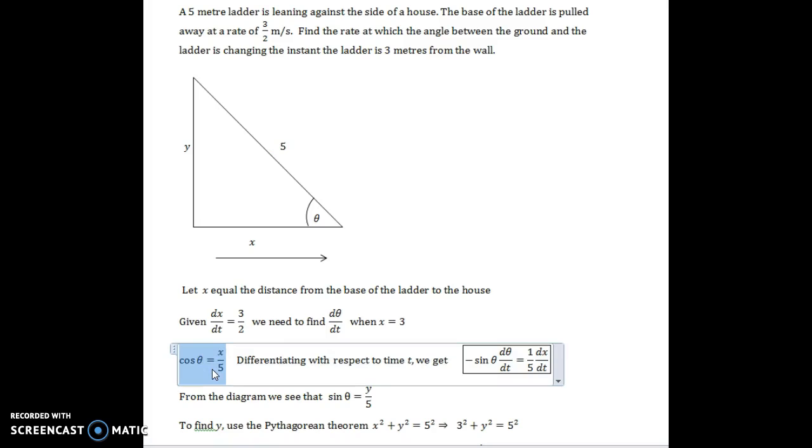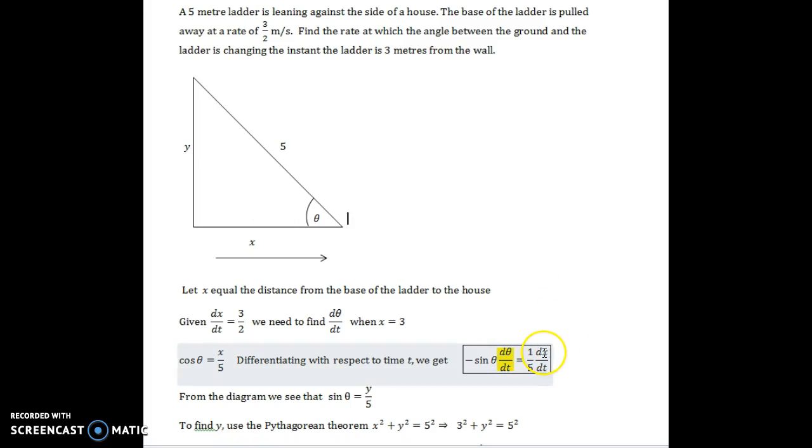Okay, and with all these equations, you always implicitly differentiate with respect to time t. And we know that the derivative of cosine is simply minus sine. And since we're doing it with respect to time, it's minus sine theta times d theta/dt. That's the key part. And the derivative of x over 5 is simply 1/5 dx/dt. If it was 2x, it'd be 2 dx/dt, that kind of thing. So we need to find d theta/dt.